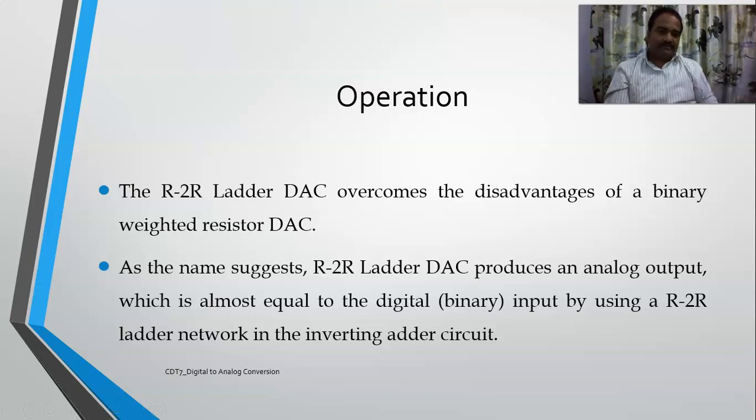As the name itself suggests, it has an R to R ladder type of structure where it employs only two different types of resistors. One is R, the other one is a multiple of that R, double the initial value of R. So it develops an analog output which is equivalent to the binary digital input using this R to R ladder type of structure in the inverting adding circuit.